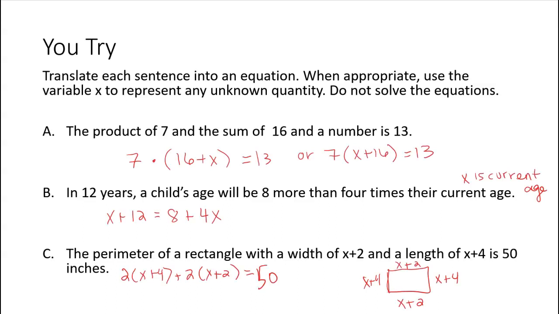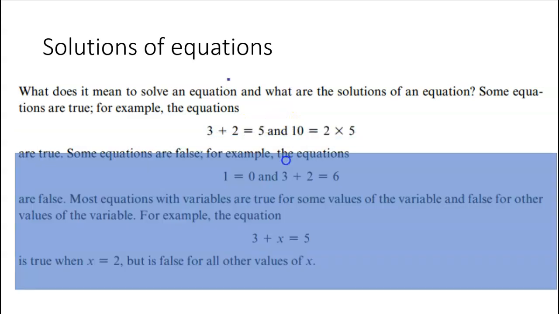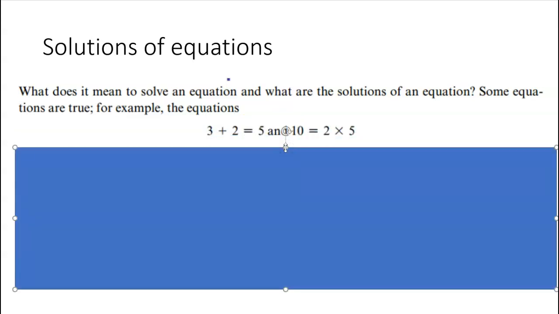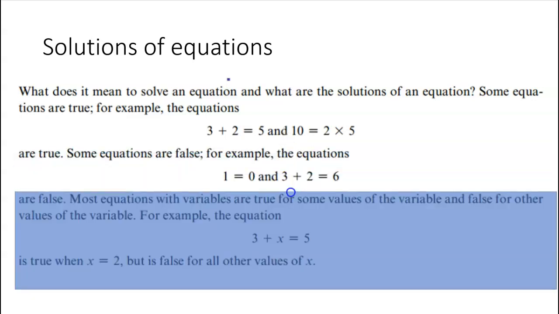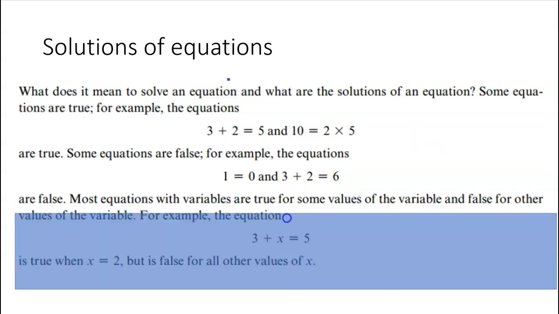And there we go. So now let's talk about solutions of equations. What does it mean to solve an equation, and what are the solutions? Some equations are true. For example, 3 plus 2 equals 5 always, and 10 equals 10 times 5 always. But some equations are false. 1 does not equal 0, 3 plus 2 does not equal 6.